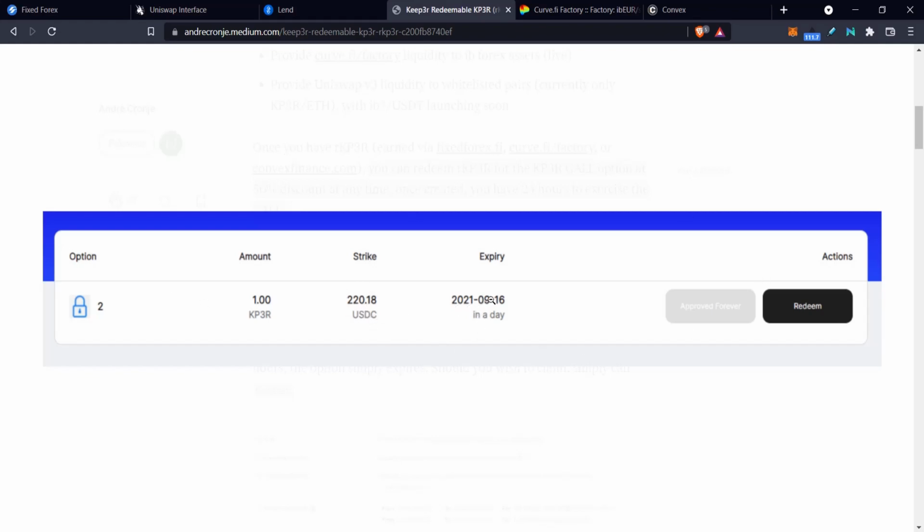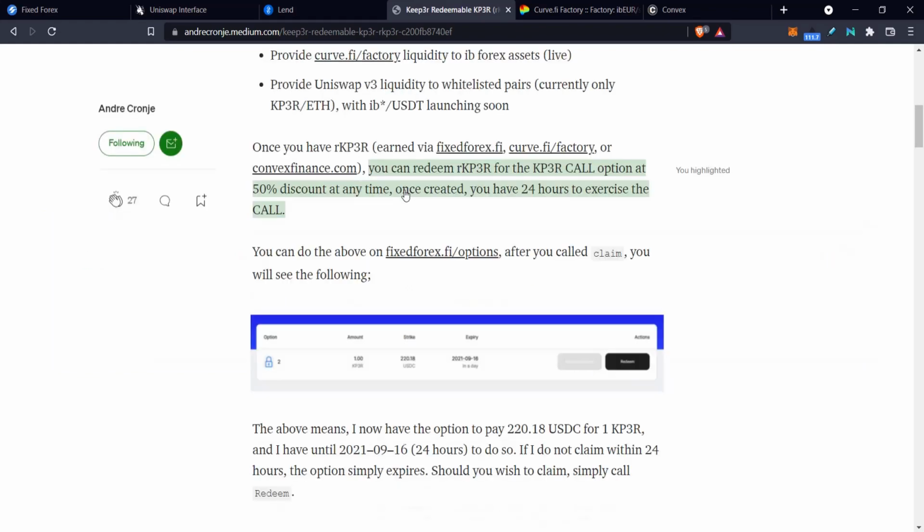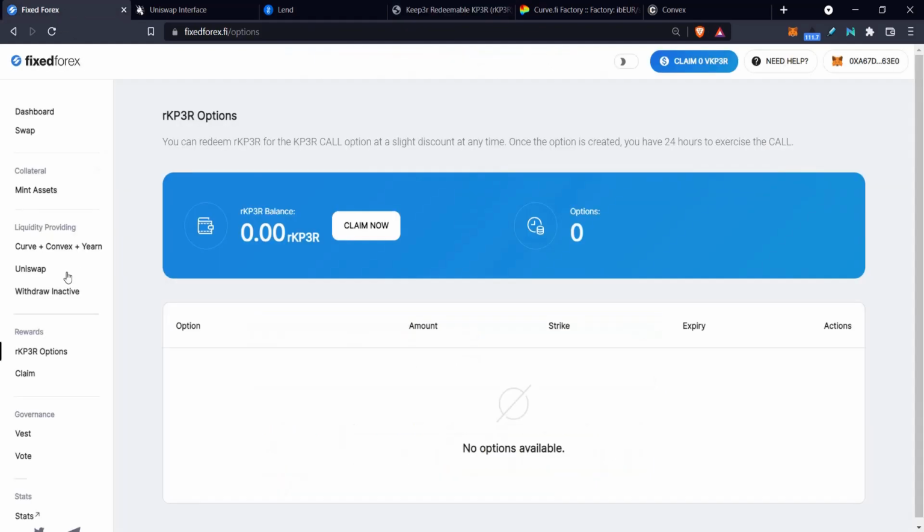And it expires in 1 day, so you have 24 hours to exercise this. You just press the redeem button, pay the $220, and get one keeper token. And I believe at that time, one keeper token was probably $440, based on what this says here for 50%. So what can you do with these keeper tokens?